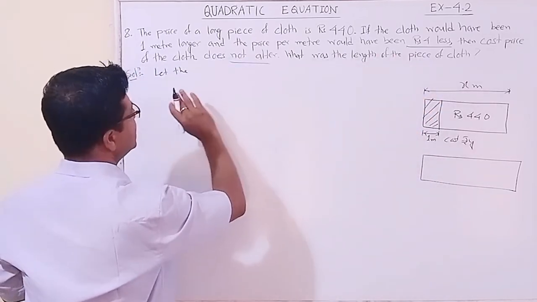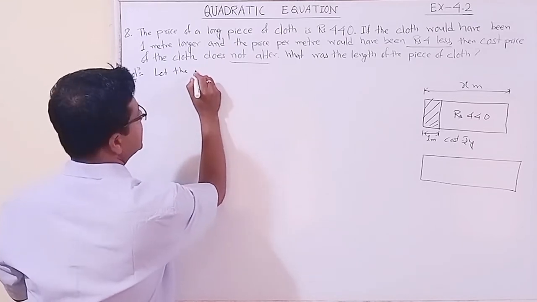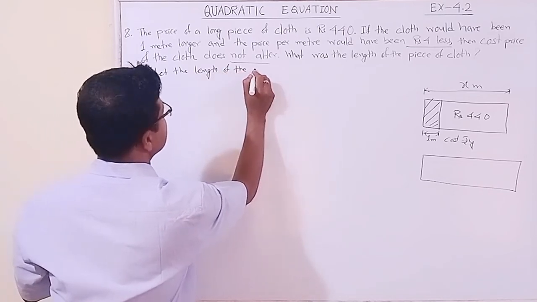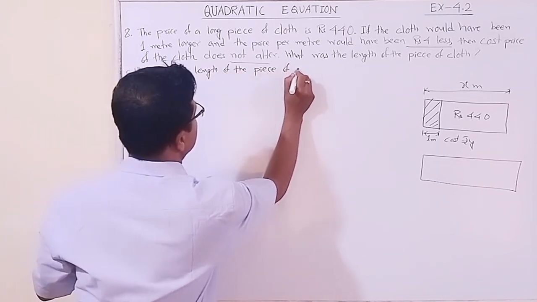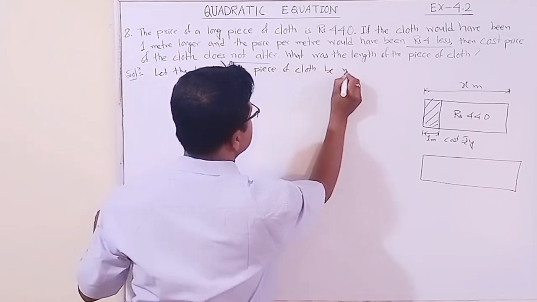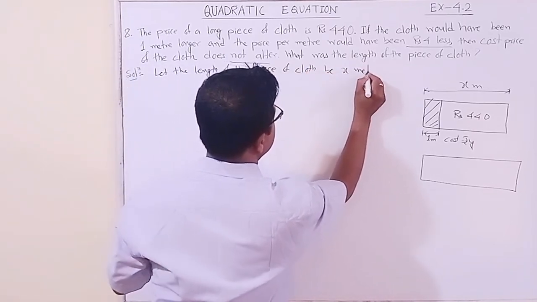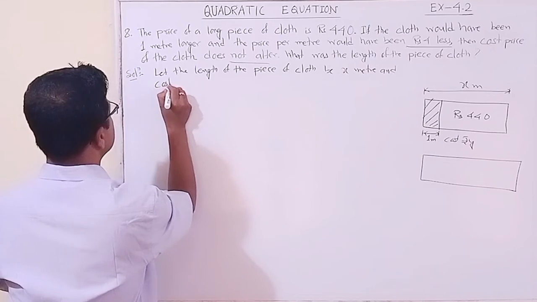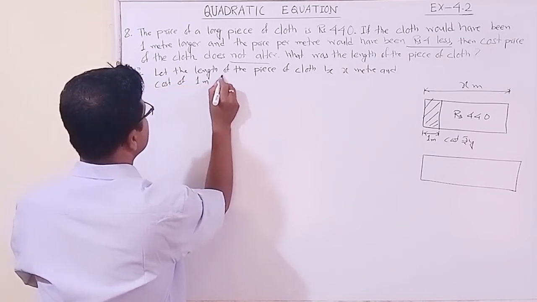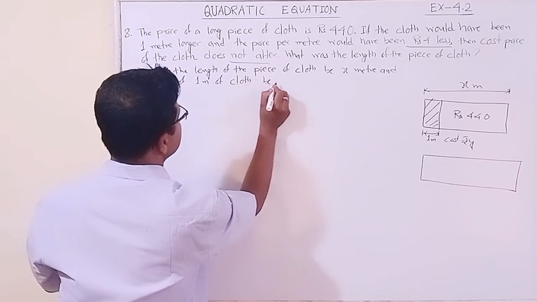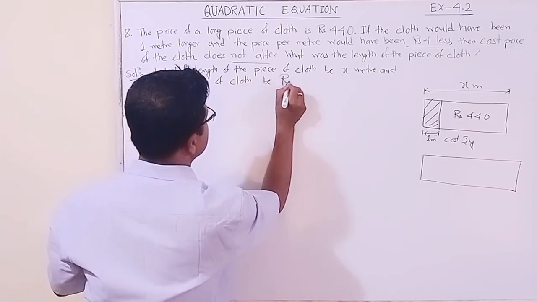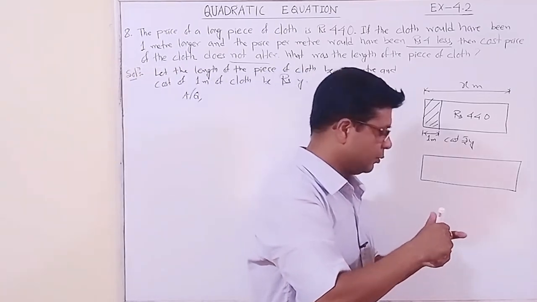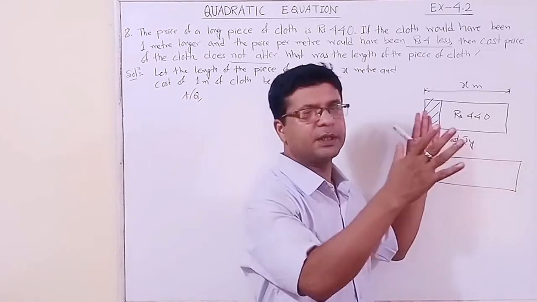This is a very easy sum if you can frame the equation. Let the length of the piece of cloth be x meter, and the cost of 1 meter of cloth be rupees y. Now according to the question, you see my dear student, for 1 meter the cost is y. For x meter, what is the cost?